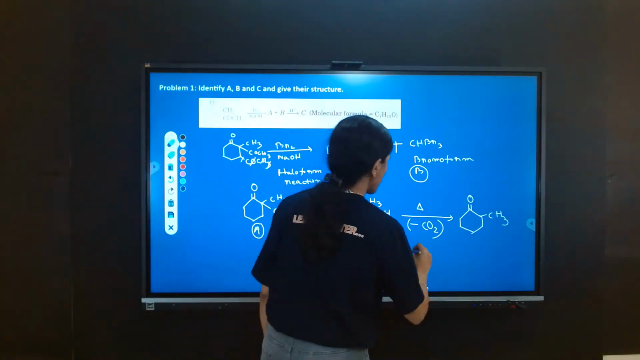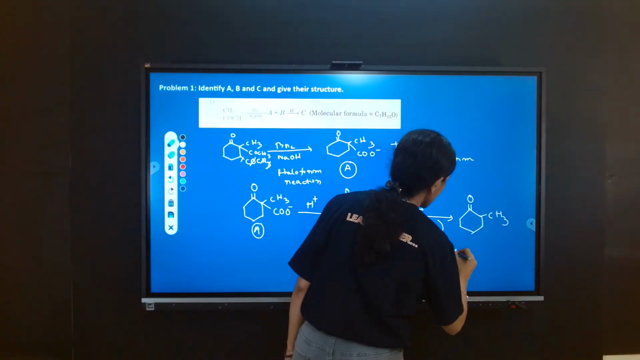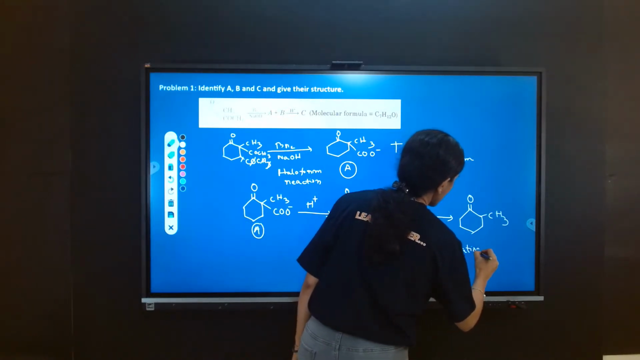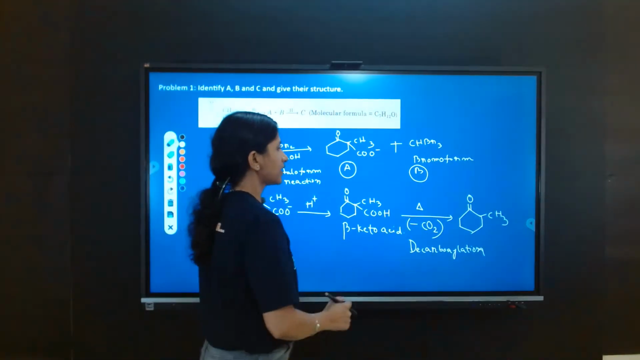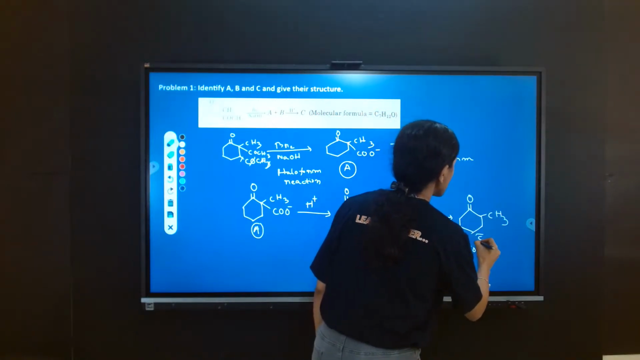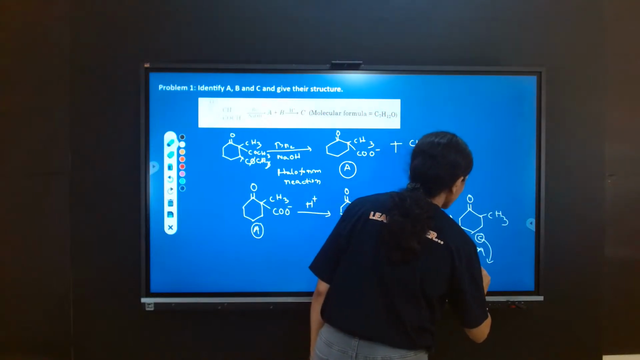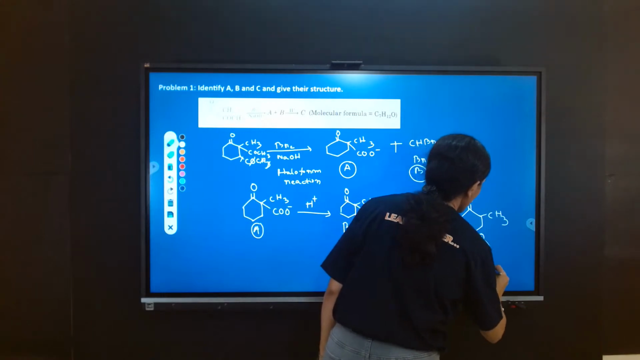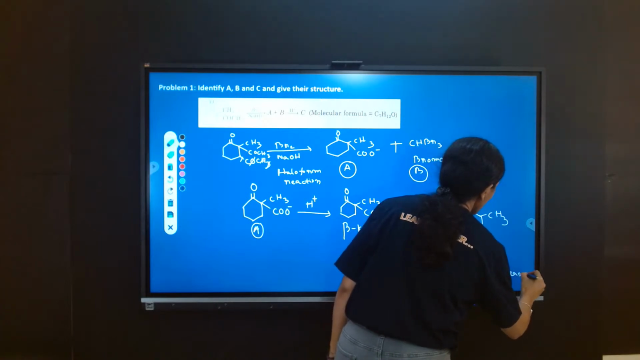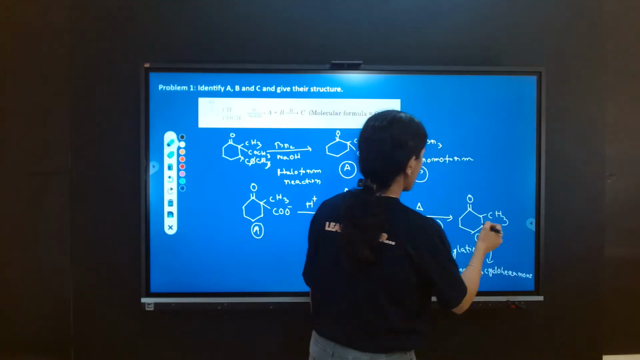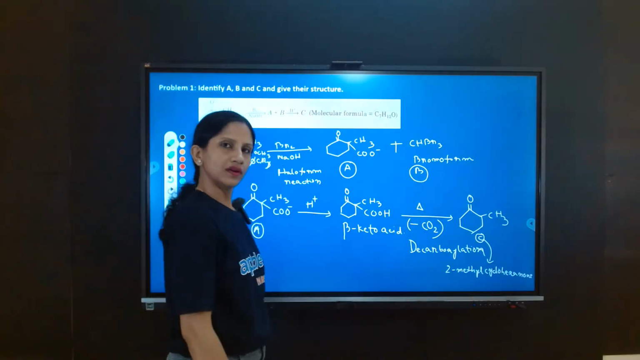So this is nothing but your decarboxylation. Your acid group will be removed from the beta keto acid and you will end up with the product C. The name of the product is 2-methyl cyclohexanone. So we have already found out A, B and C from the given reactions.